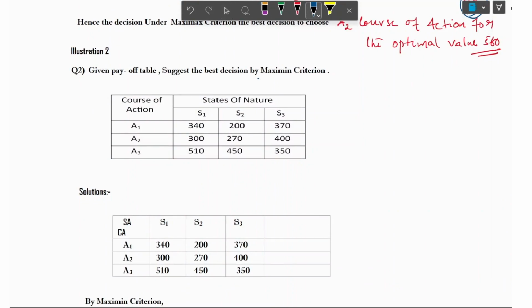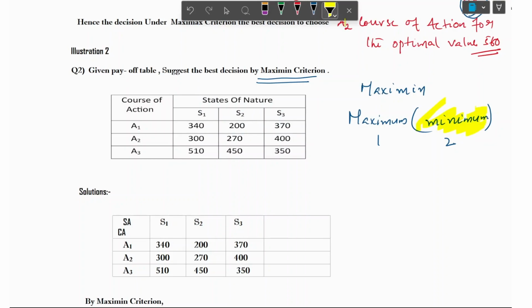Now next, I'm going to show you how to find the best decision by the Maximin criterion. Now see here, Maximin. What is the word? Maximin. That means maximum of minimum, right? Therefore, which is the second word here? This is the first word, second word. Therefore, which is the extra column we are going to create? That is your minimum. Okay.